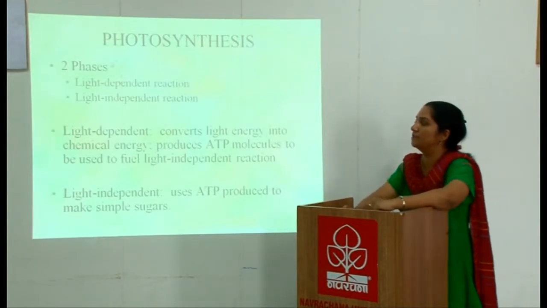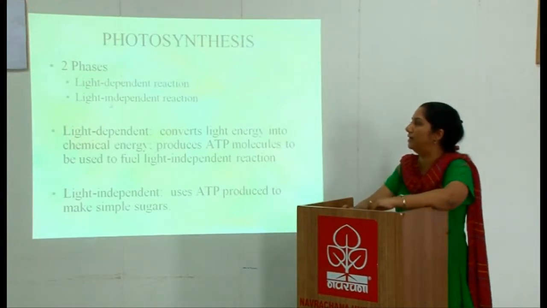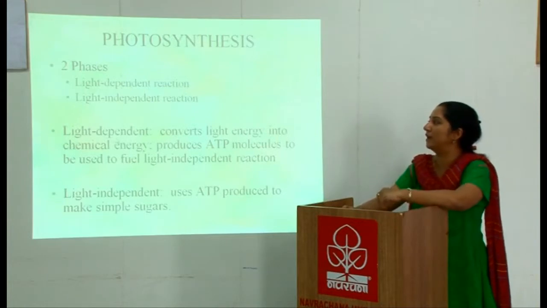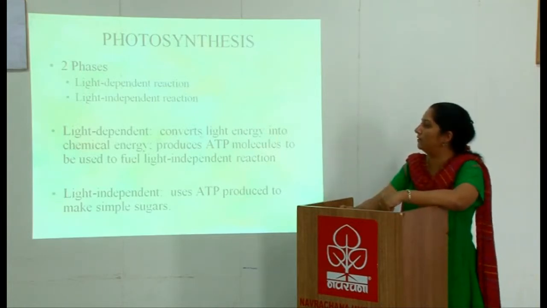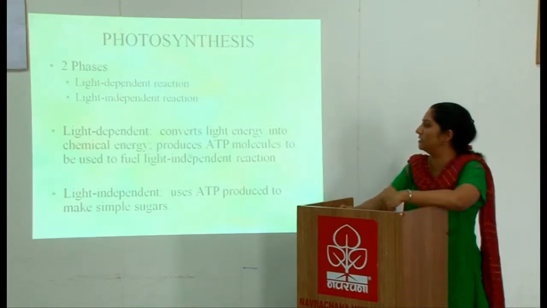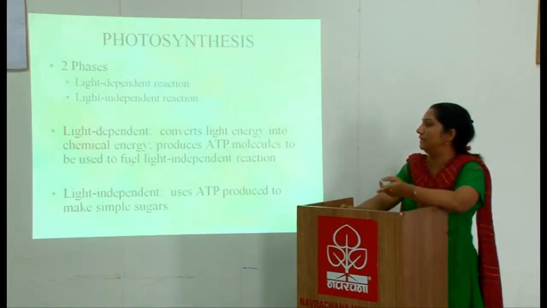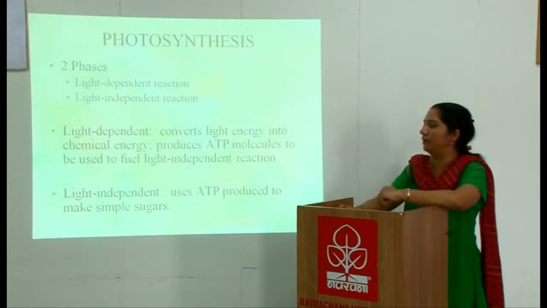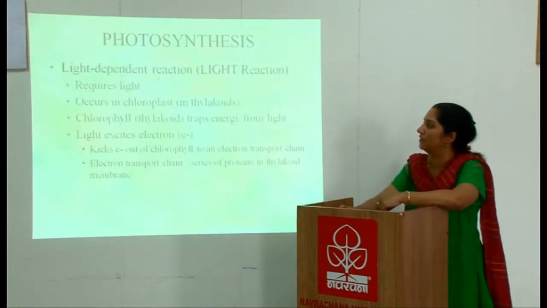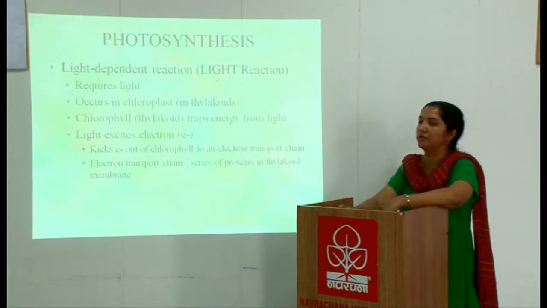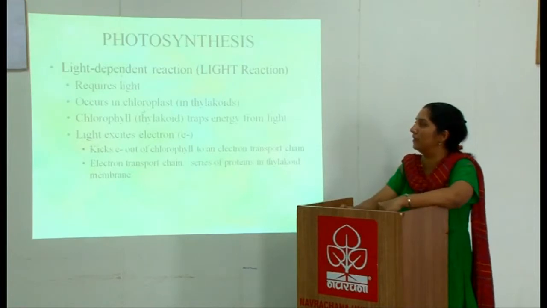Now photosynthesis has two phases, which are light dependent and light independent. Light dependent means it needs the presence of light, where it converts light energy into chemical energy, and it produces ATP molecules, which are the energy molecules, which in turn are used up in the light independent reaction, which is the dark reaction. The light independent reaction uses ATP to produce simple sugars. Now the light dependent reaction foremost requires light, and it occurs in the chloroplast, that is in the thylakoids.